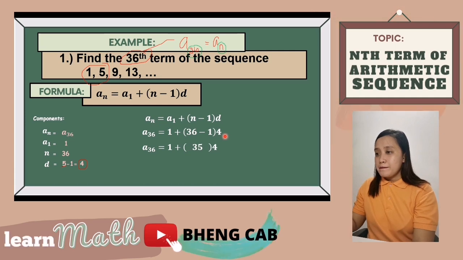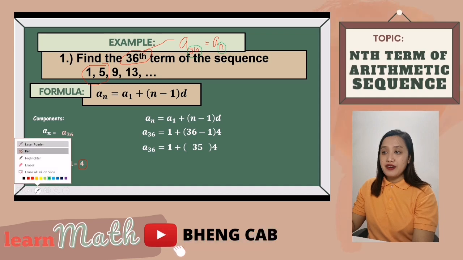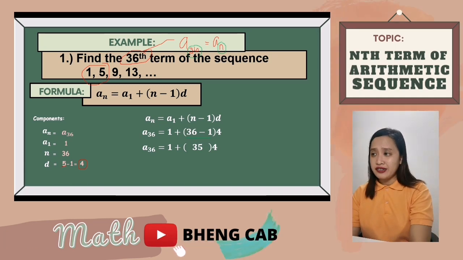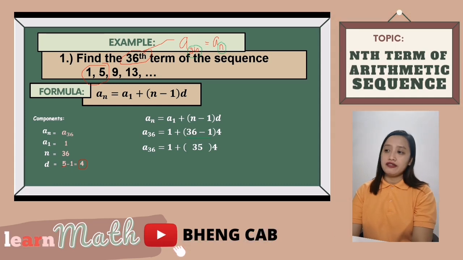Okay. Yung next equation natin is a sub 36 equals 1 plus 35 times 4. Kung bakit naging ganito yung equation na meron tayo, it's just simply because we have simplified this. Nag-simplify lang tayo since meron tayo ditong kailangan i-evaluate, which is 36 minus 1, which is equal to 35.